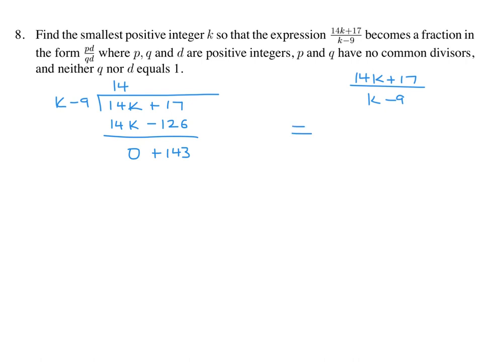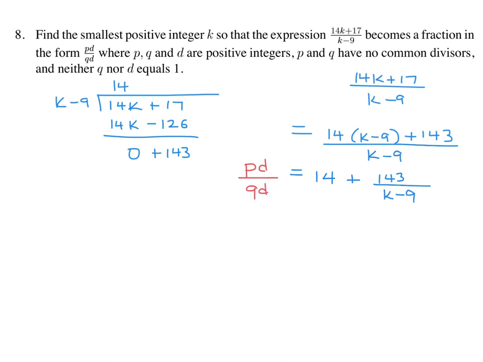So that means this is equal to 14 times (k minus 9) plus 143, all over k minus 9. So what that does is allow us to write it as 14 plus 143 over (k minus 9). So this expression has been modified slightly into that expression right there. And they're telling us that that is equivalent to this pd over qd, like that.